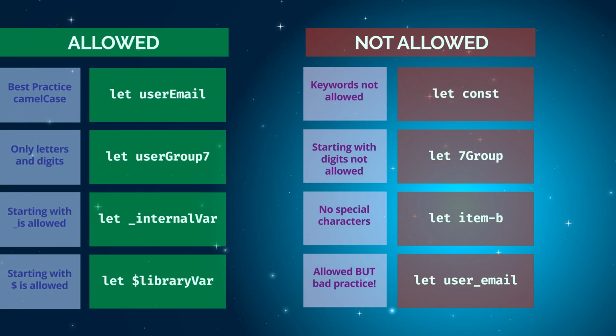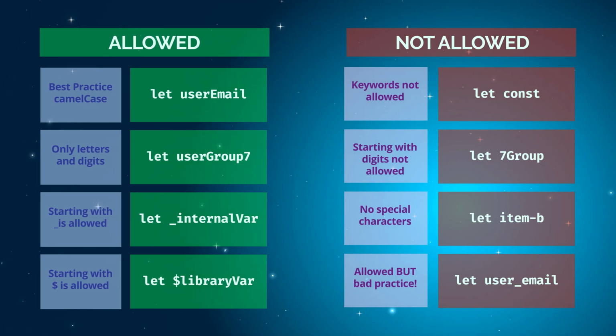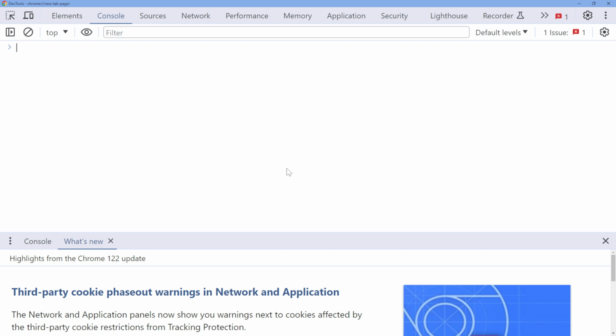The convention here is called snake case, and it's used in languages like Python but not in JavaScript. Stick to the camel case convention for better code readability. Now, let's jump into the console of Chrome and explore constants in action.